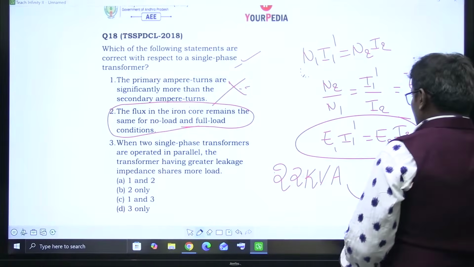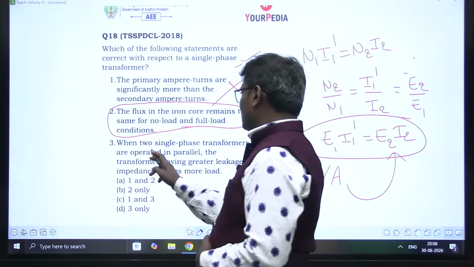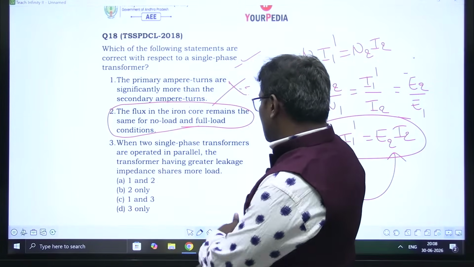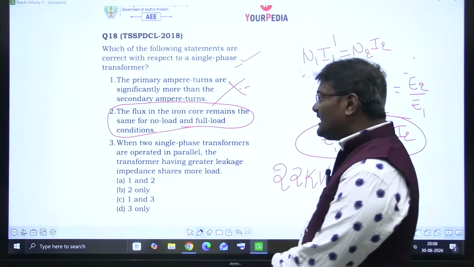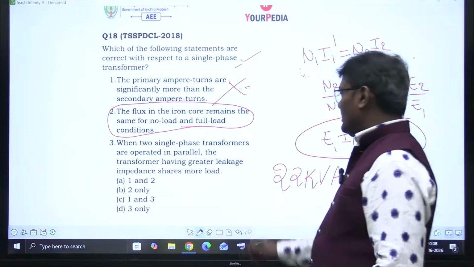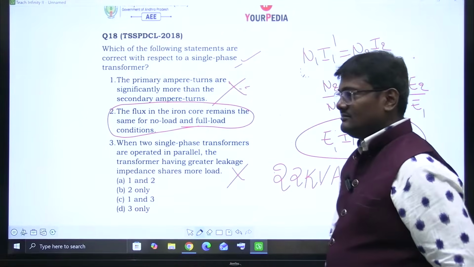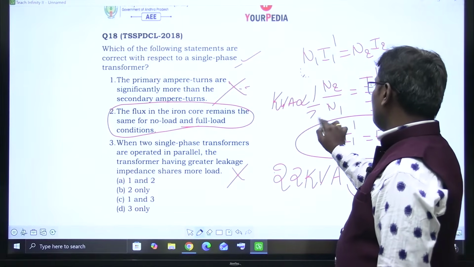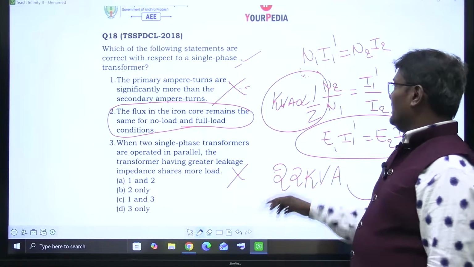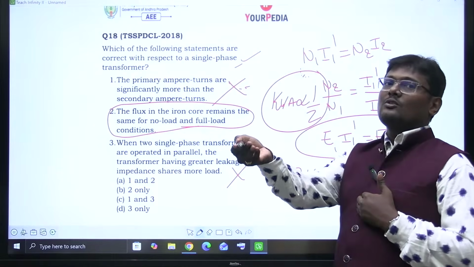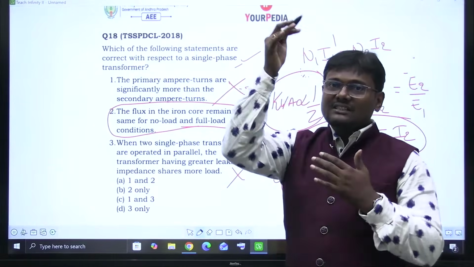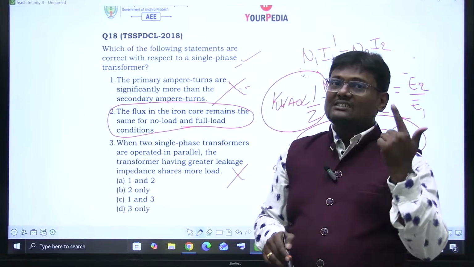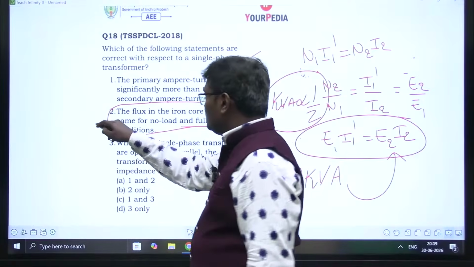So when two single phase transformers operate in parallel, the transformer having greater leakage impedance shares more load. This statement is wrong. kVA is inversely proportional to impedance. If the impedance is less, it will share more load. If the impedance is more, then less load. This statement is wrong. These 2 are correct.